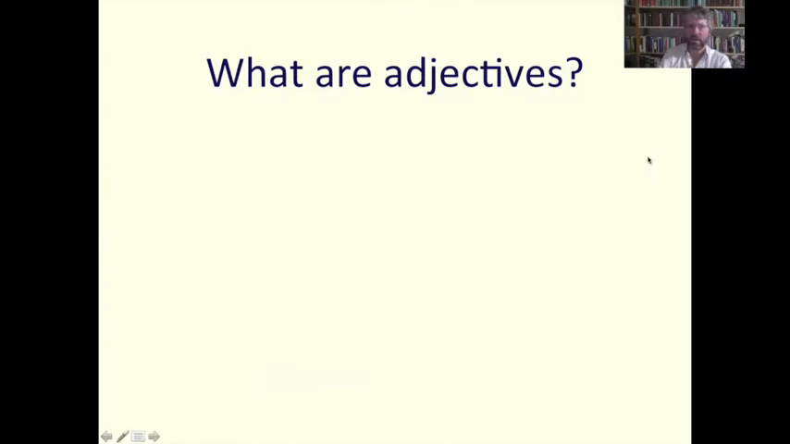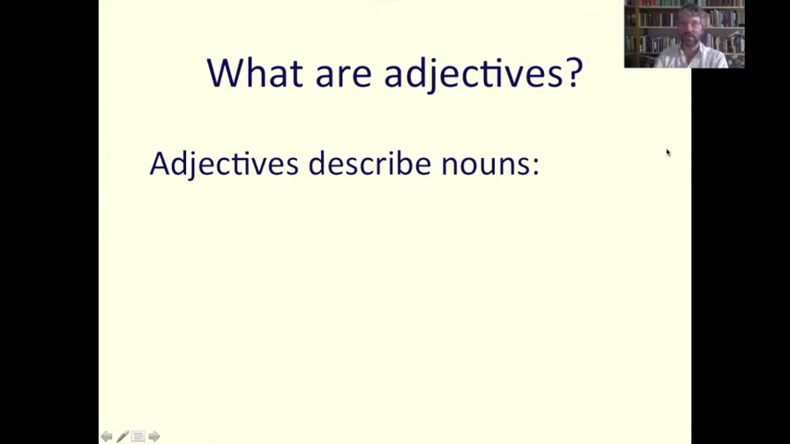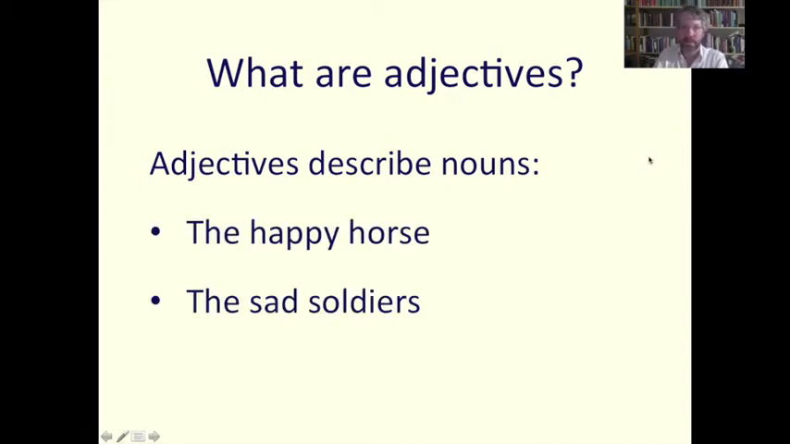So, what are adjectives? Well, as you may well know, adjectives are words that are used to describe nouns. And I'm going to give you 3 examples of phrases that contain adjectives so you can see what I mean by that. The happy horse, the sad soldiers, the brave women. Now, in each of those phrases, the adjectives are highlighted in red. Happy, which describes the horse, sad, which describes the soldiers, and brave, which describes the women.